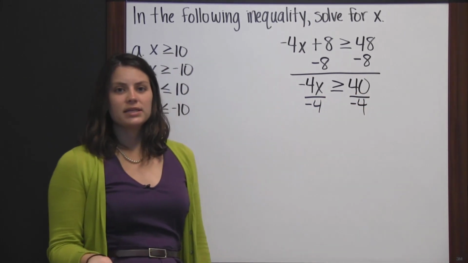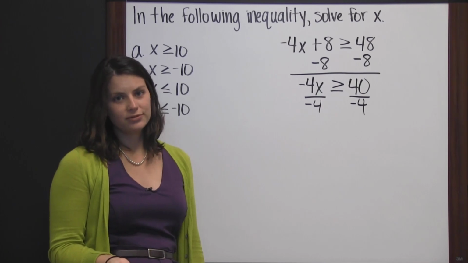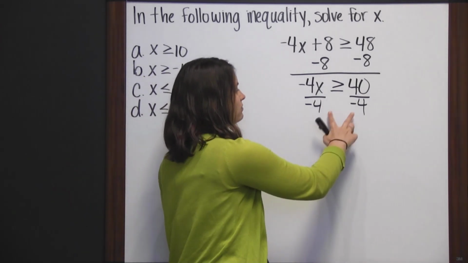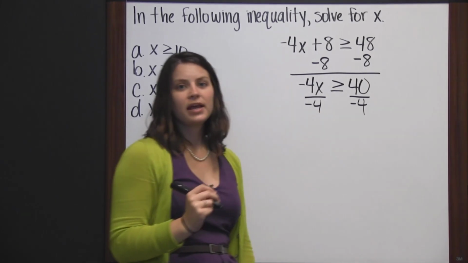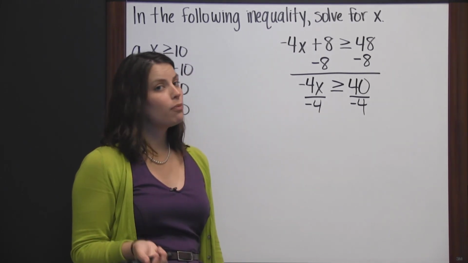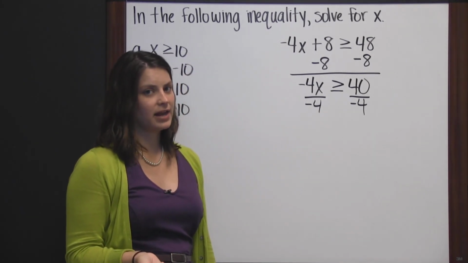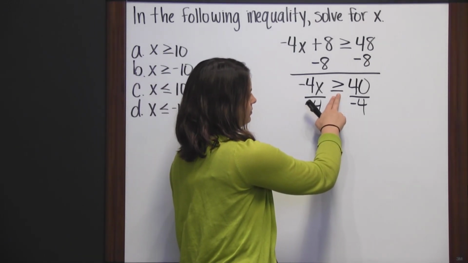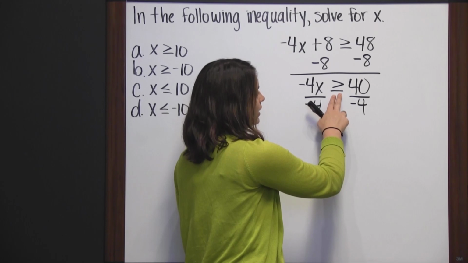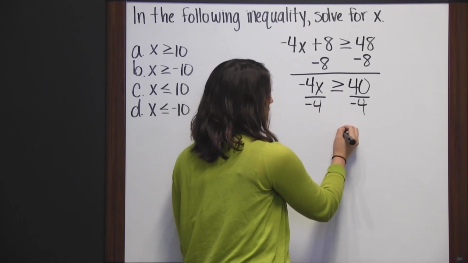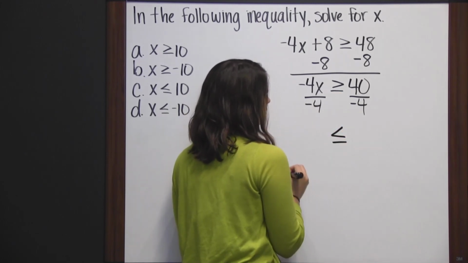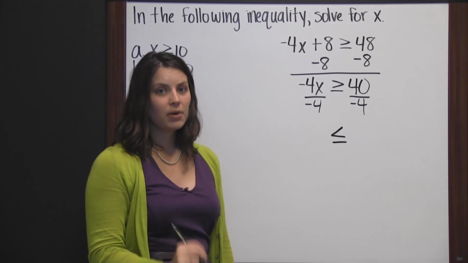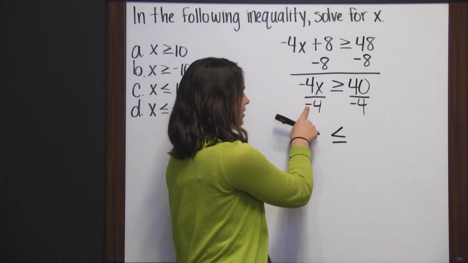Now with inequalities, there is a special rule you have to remember. And that is, if you divide both sides by a negative number, or you multiply both sides by a negative number, you have to flip the sign. So now instead of greater than or equal to, our sign is now a less than or equal to sign. And again, that's because we divided both sides by a negative number.